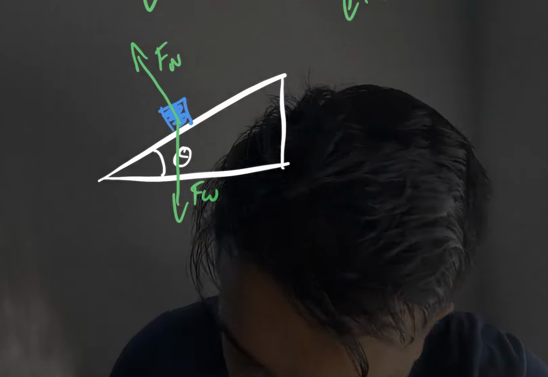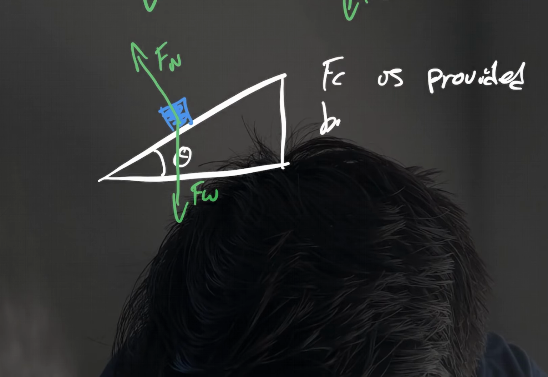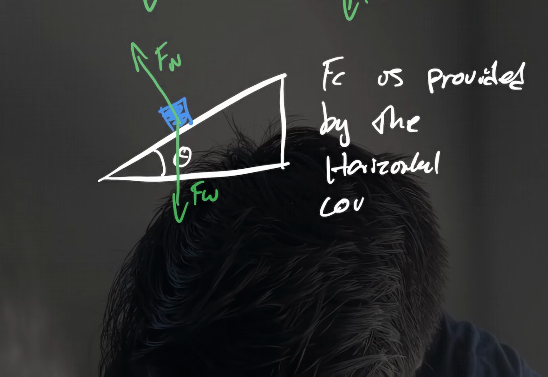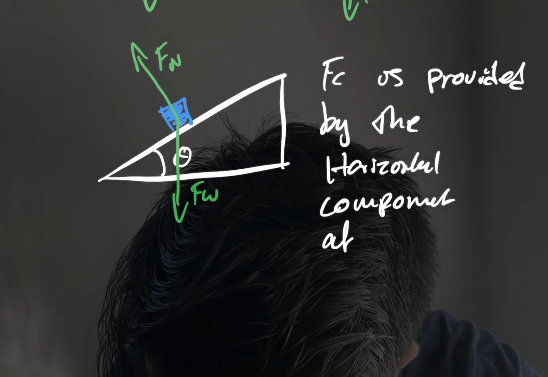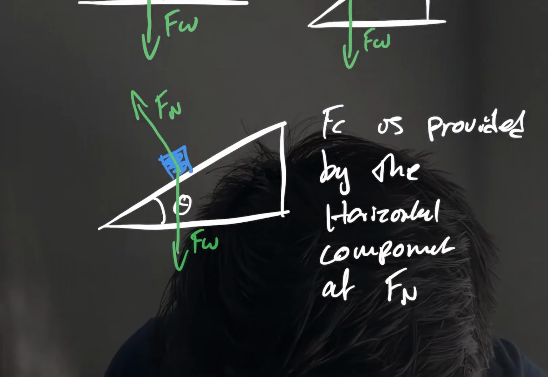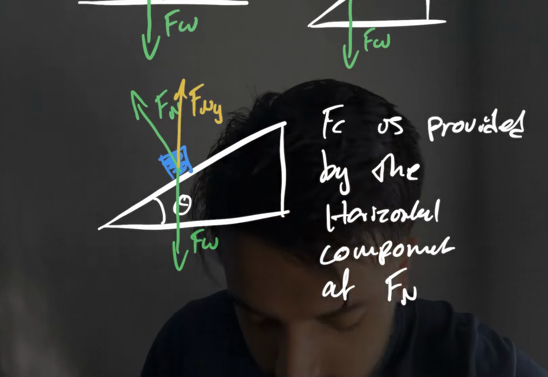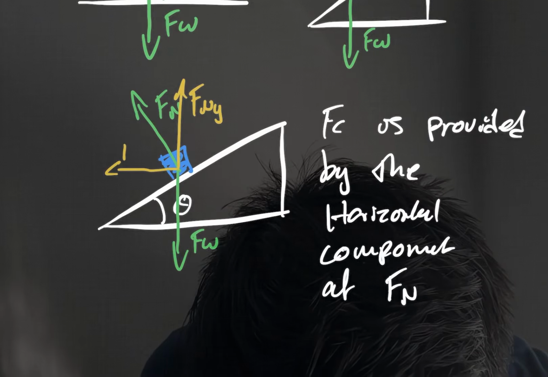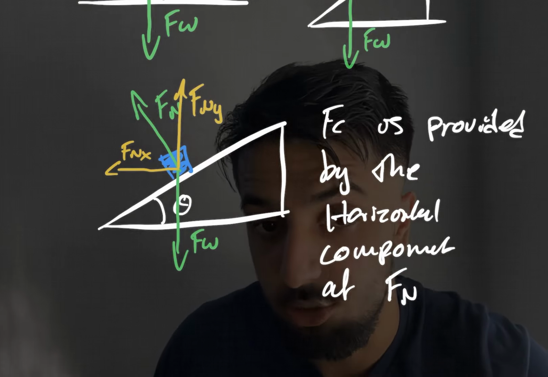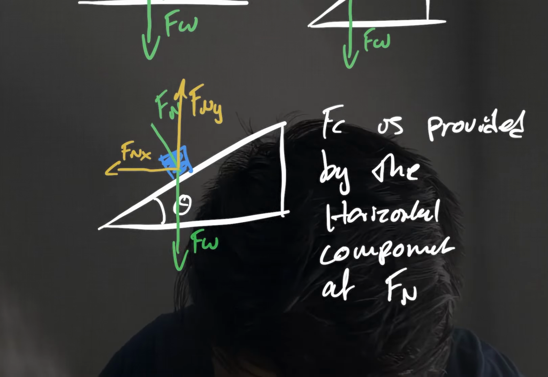Now in this case, Fc is provided by the horizontal component of the normal force. What I mean is, if we break up this normal force into its components, we would have Fny, the normal force in the y direction, and we would also have Fnx. So Fnx is the component of the normal force that provides the centripetal force. Now for accuracy purposes, this Fn right here should be much larger.